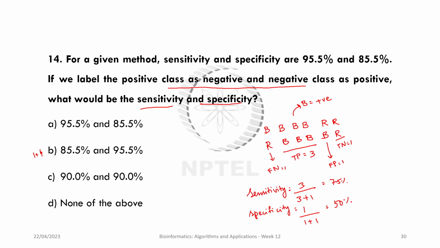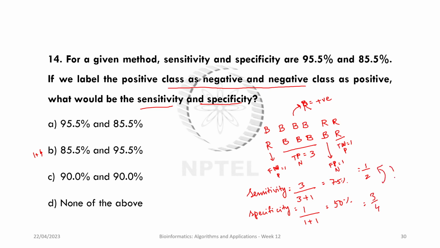Now if I were to change that R is positive and B is negative, the whole story changes in that TP becomes TN, TN becomes TP, FP becomes FN, and FN becomes FP. So therefore my sensitivity will become 1 divided by 2, and specificity will become 3 by 4.